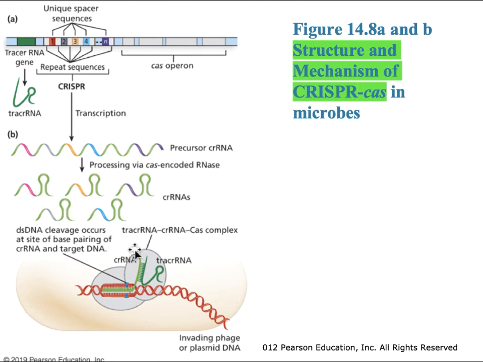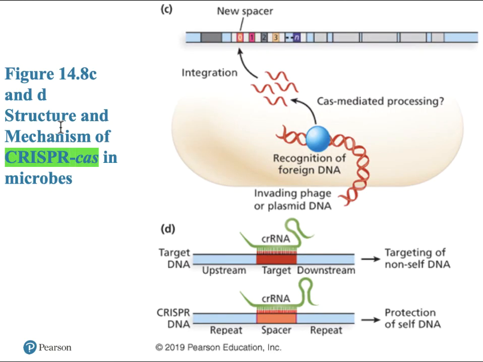So thus, simultaneously, you could be scanning the cell, looking for complementary sequences to the RNA, and any DNA, whether it's viral or otherwise, that identifies a match will be cut by the endonuclease activity of the Cas9 protein. Figure C simply shows us that once foreign DNA is recognized, a small fragment of it is cut and then integrated back into a new spacer that increases the number of repeats inside the CRISPR locus.